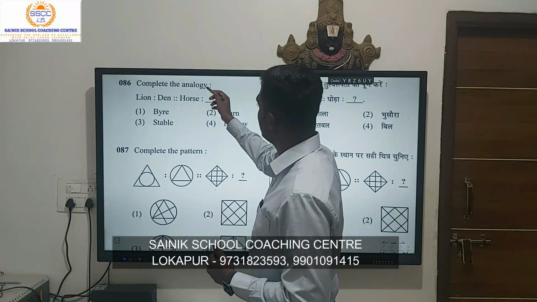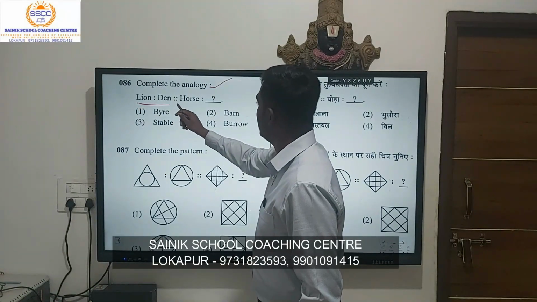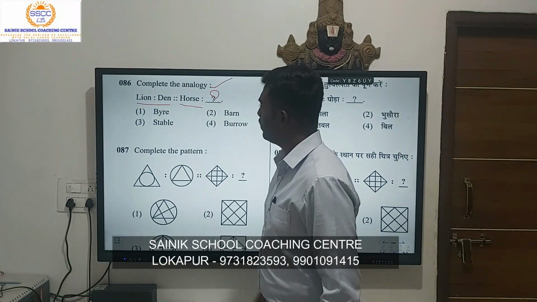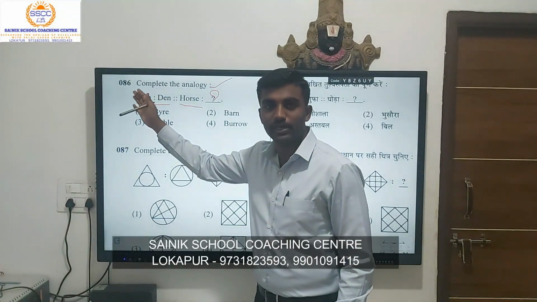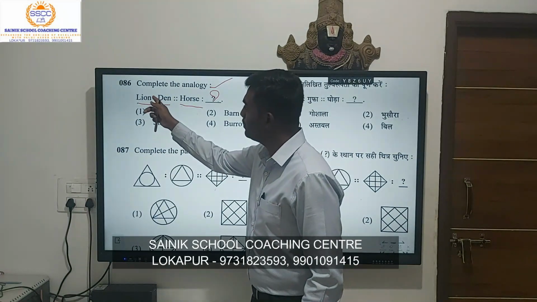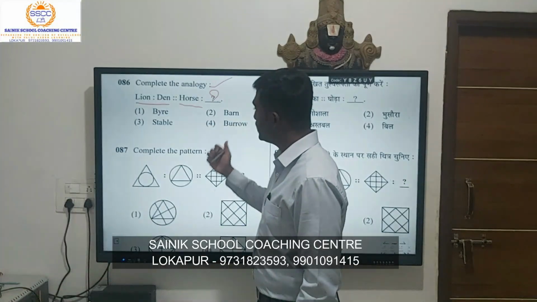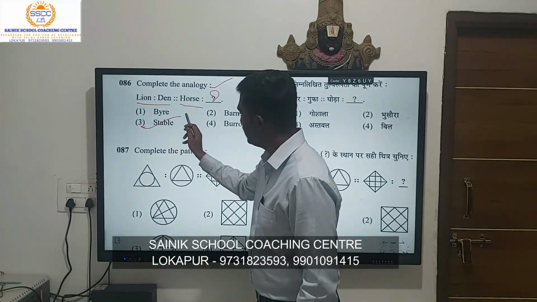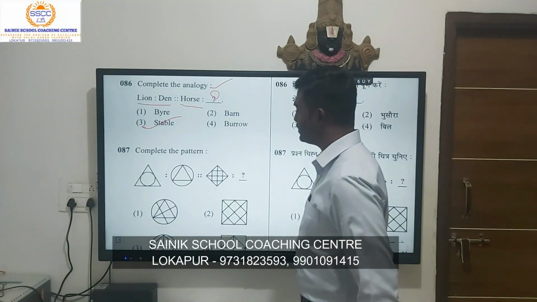Again, we have an analogy question, that is lion is to den and horse is to dash. How is den related to lion? So den is the living place of the lion. So what is the living place of a horse? That is stable. Option 3 is the right answer.